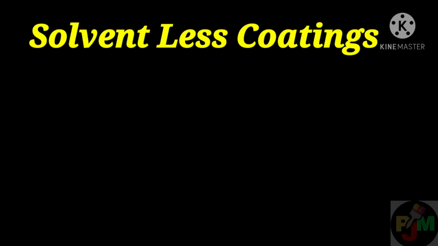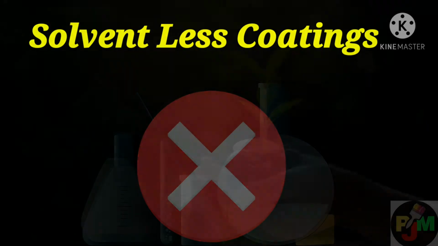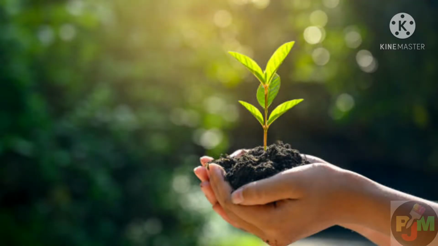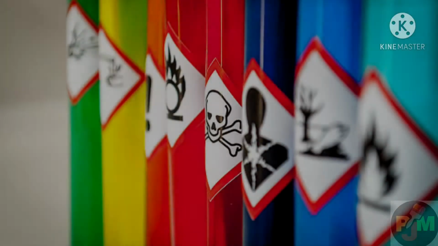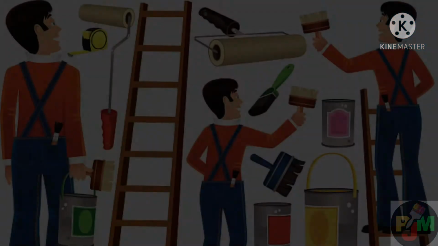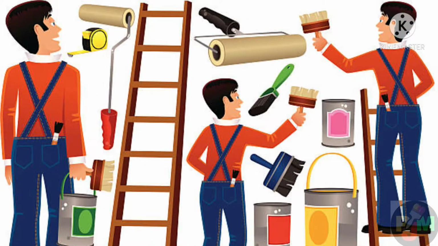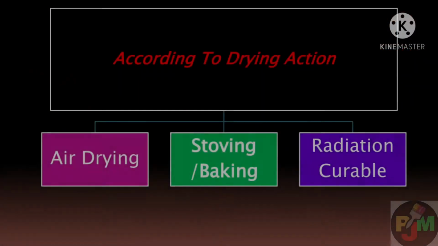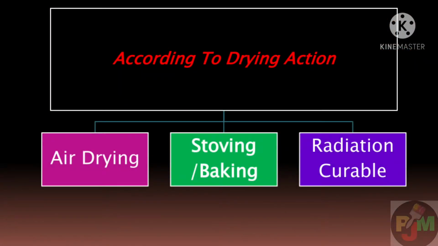Solventless coatings. The absence of solvents makes this coating attractive from a health and environmental perspective. They contain virtually no volatile organic compounds, hazardous air pollutants, or toxic release compounds, resulting in a cleaner and safer work environment. Next classification is based on the drying action of paint: air drying, stoving or baking, and radiation curable coating.